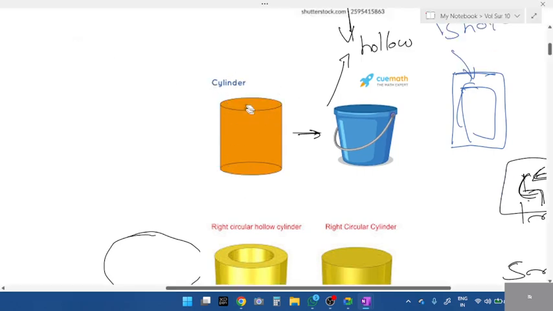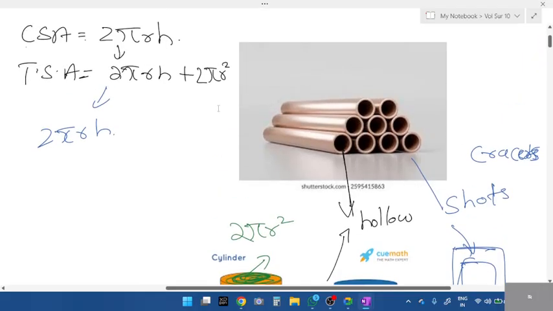When you're able to touch the top part, this entire space we call area, students. This entire thing is area. That's the reason we use the area of a circle concept. Area of a circle is pi r square. One is top and the other one is bottom. Therefore, multiply by 2: 2 pi r square. So 2 pi r h plus 2 pi r square gives the formula.